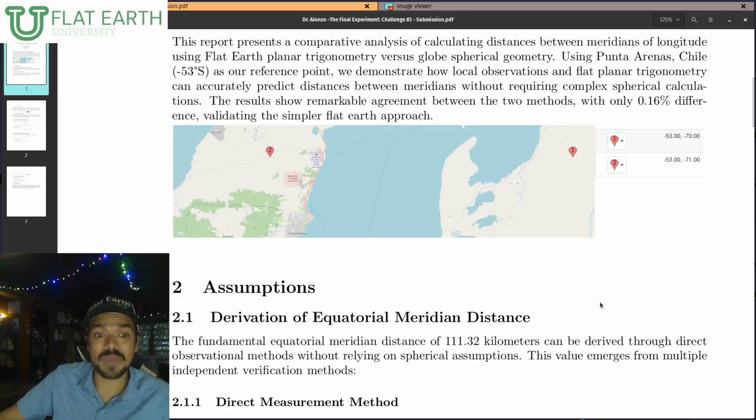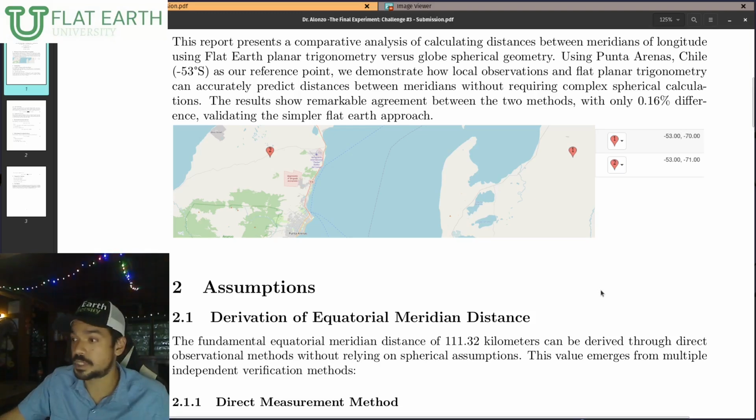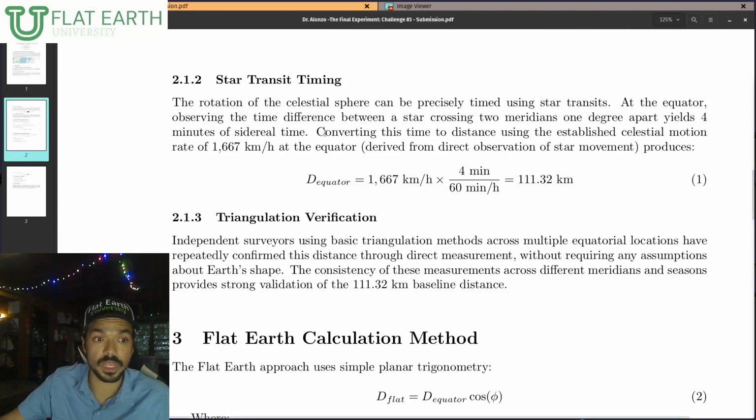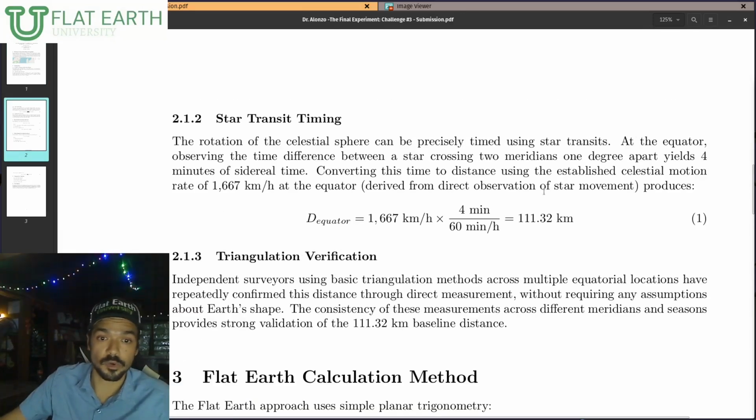Now, the base of our formula relies on the meridian distance, and it's important that we derive this through just observational methods without having to rely on spherical assumptions. We don't want to have to assume that the Earth is a globe or anything like that. What happens is we know many ways, such as Polaris. We can look at star transit time, and even surveyors and ships know the triangular verification to know that the meridian distance is about 111 kilometers, or about 69 miles.